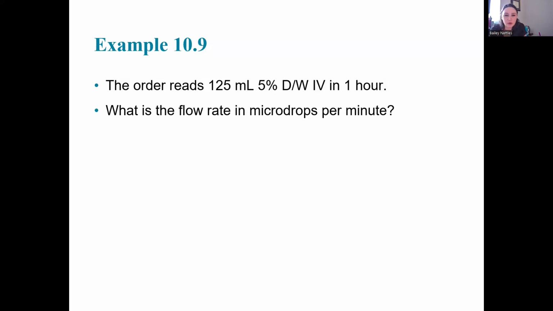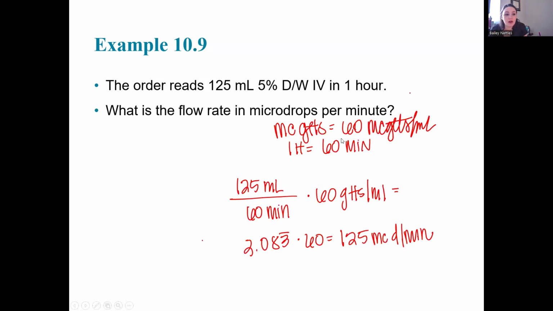So we're looking for micro drops per minute. Okay. So our order is 125 an hour, right? In 1 hour. And our flow rate is micro drops per minute. So first we'd figure out micro drops. So there are 60 micro drops per 1 ml. And 1 hour is 60 minutes. So our volume over our time times our drop factor, which is the 60.